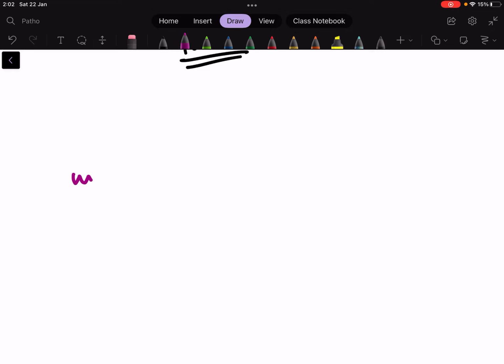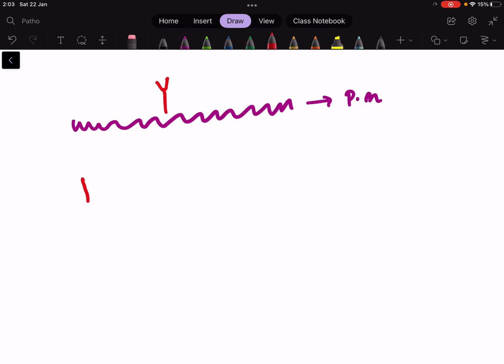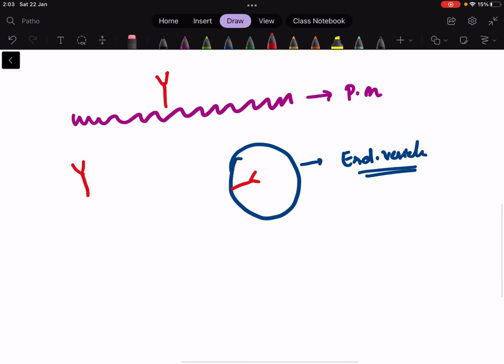So basically, suppose this is the plasma membrane. The plasma membrane is going to have certain types of toll-like receptors, and not only that, in the cytosol also there are toll-like receptors, and on top of that, suppose this is the endosomal vesicle. This endosomal vesicle also has toll-like receptors present inside it. So why are there three types of toll-like receptors present in different locations?